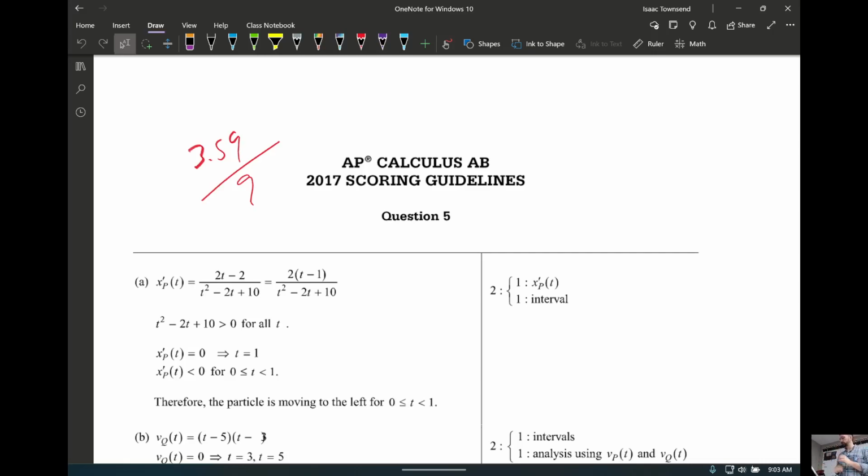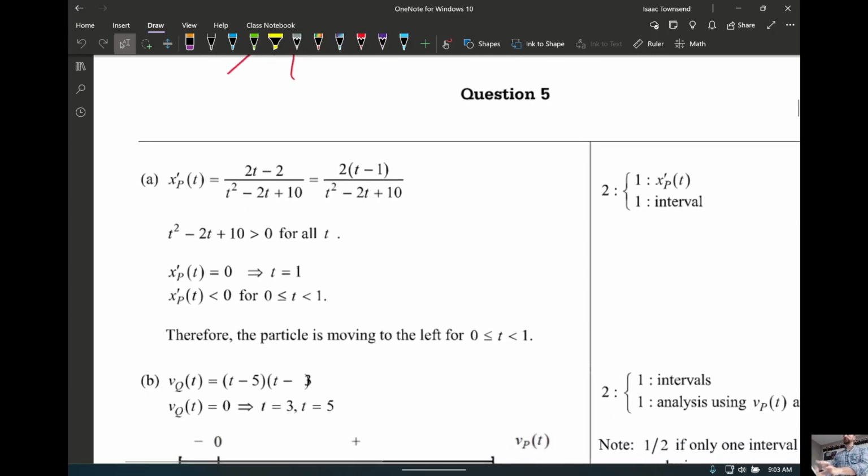Time's up. Okay, so let's check out the scoring here. And again, you do need a different colored pen for your corrections and additions. So come borrow one if you need to.